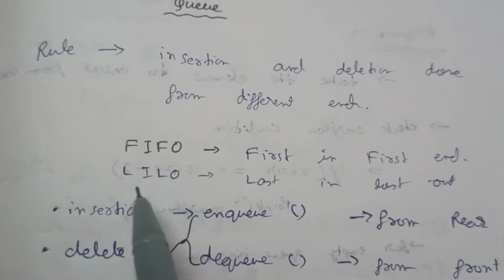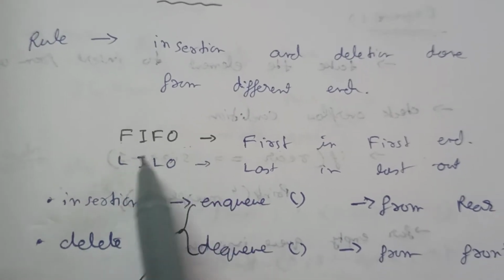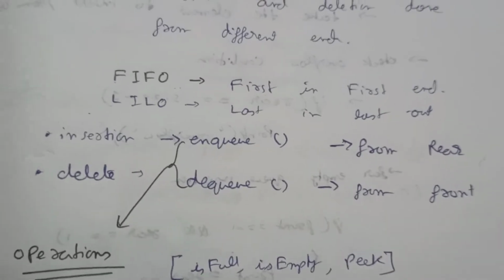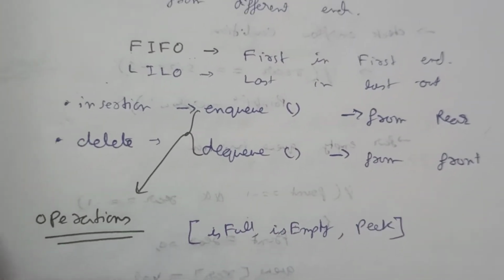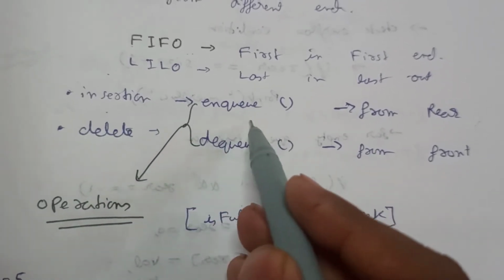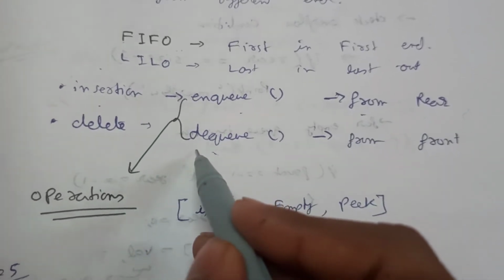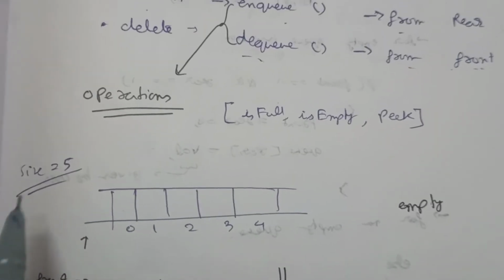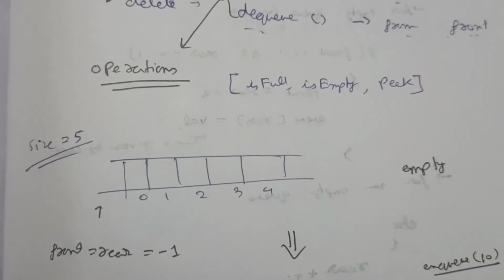That's why the rule is known as FIFO, that is first in first out, or we can say last in last out. Just like a queue in real life, the first one in the queue will be the first one to leave the queue. Now let's see, the insertion operation in queue is known as enqueue, and it is done from the rear end, and the deletion operation is known as dequeue and it is done from the front end. What are the other operations? The other operations are like is full, is empty, peek, like this.